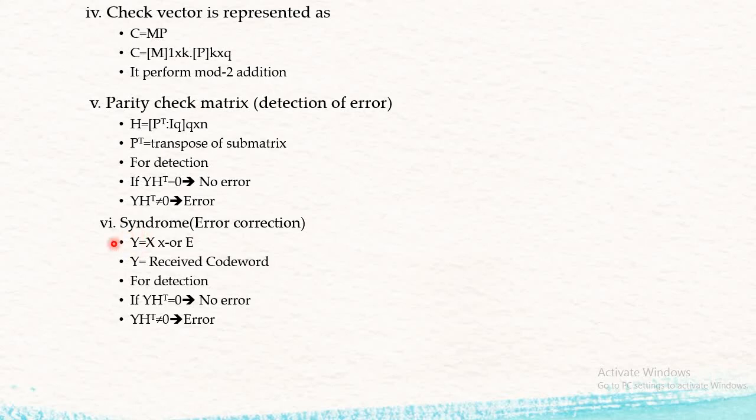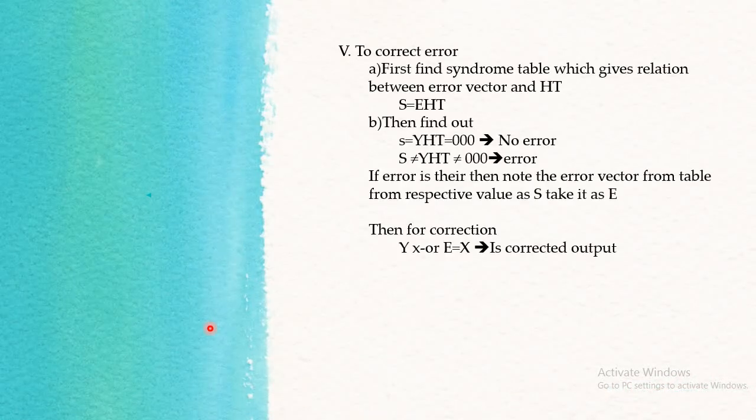So what do we do for detection? The first step for detection is: if Y times H transpose is equal to 0, it indicates there is no error, and if it is not equal to 0, we come to know there is an error. Once we know we have an error, we have to recover it, and for that we go to the next step, that is the correction of the error. Now for correction of an error, the first step is to find the syndrome table, which gives the relation between the error vector and H transpose.